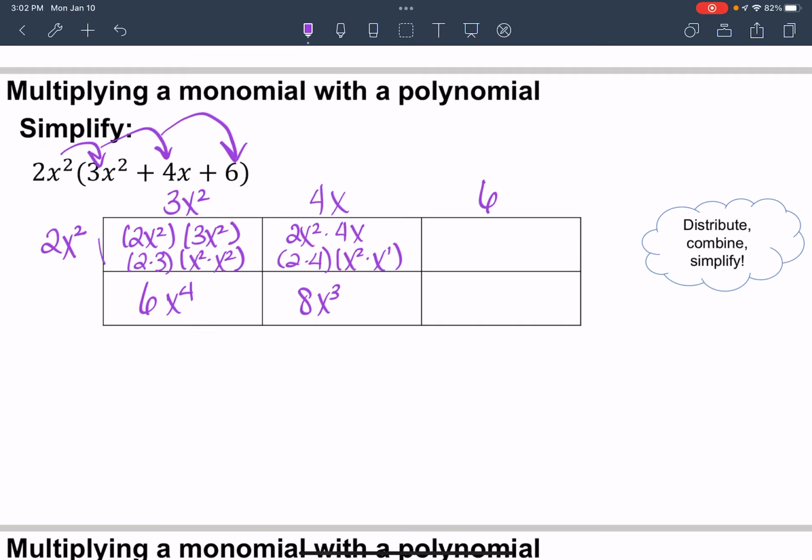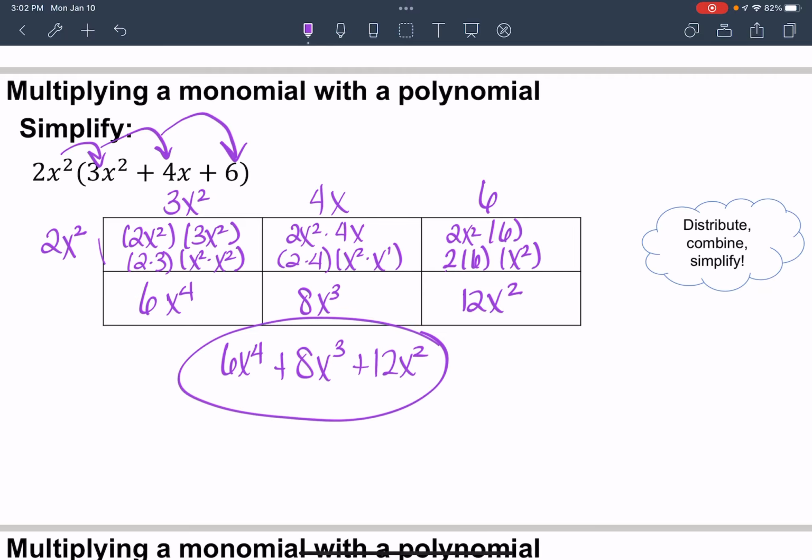And here I have 2x squared times 6. So this is the same thing as 2 times 6 times x squared. 2 times 6 is 12. So this is 12x squared. And now all I need to do is combine all my terms. I don't have any like terms, so I don't have anything that'll simplify. So this is 6x to the 4th plus 8x cubed plus 12x squared. And that's my answer.